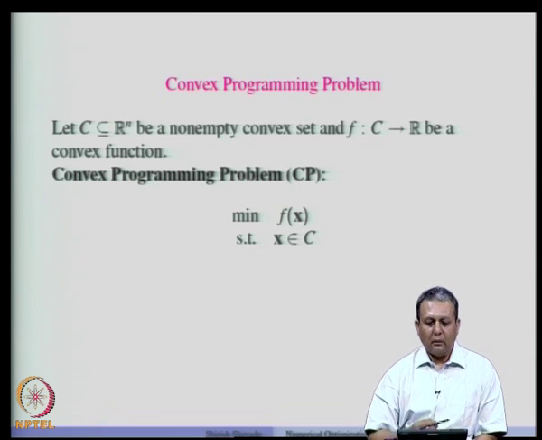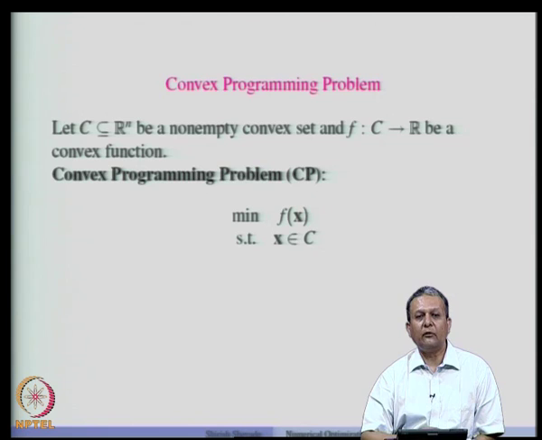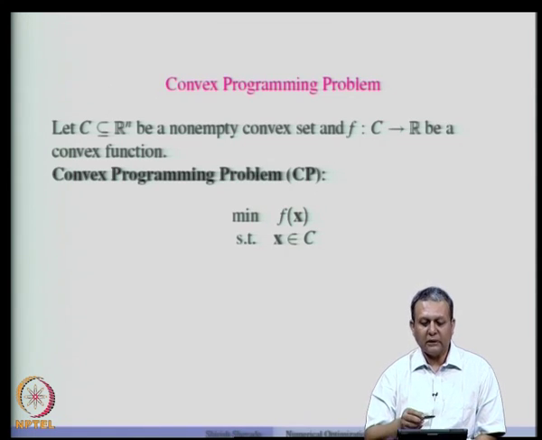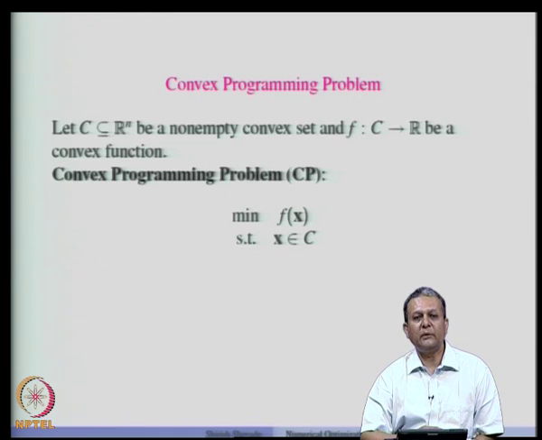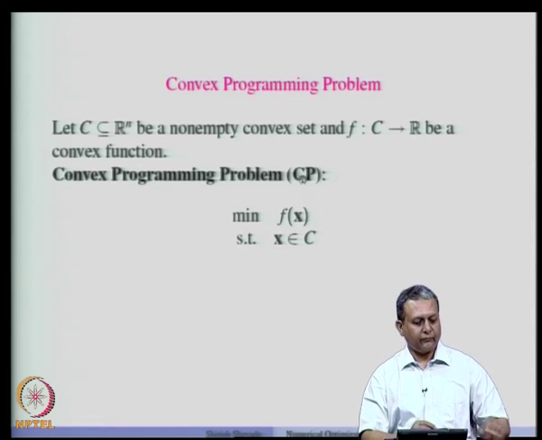Now, suppose f is a concave function and we want to maximize a concave function over a convex set. That also is a convex programming problem, because maximization of a concave function can be written as minimization of a convex function. So, if a problem is of this type, where we want to minimize a convex function over a convex set, this is called a convex programming problem.